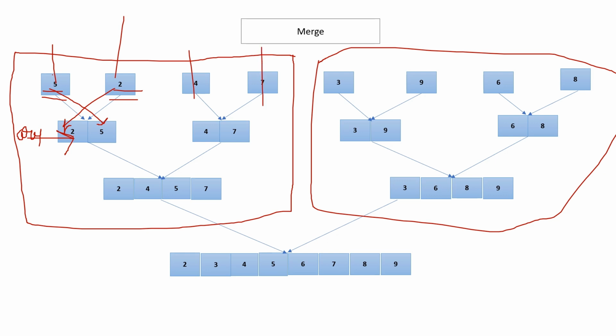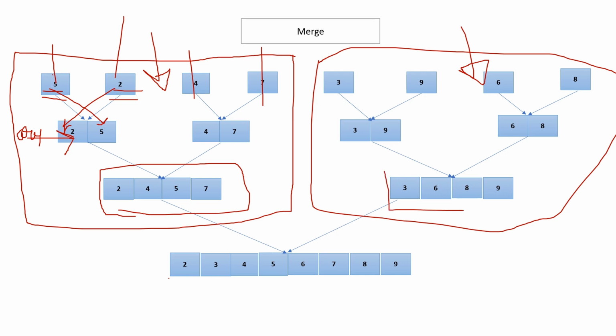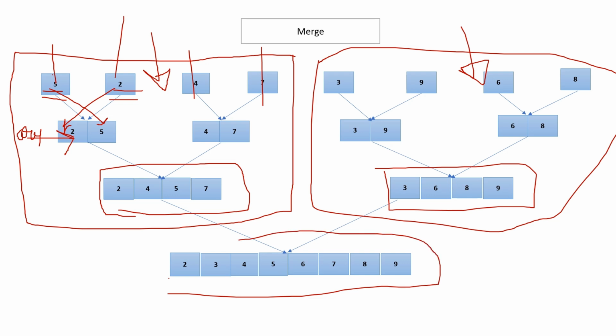So let's move forward to the implementation. After the left recursion is done, we work on the right recursion, and then after all the left elements are placed in ascending order, we finally merge the two arrays, and we find that our array is in sorted form. So let's move forward to the implementation of our merge sort.